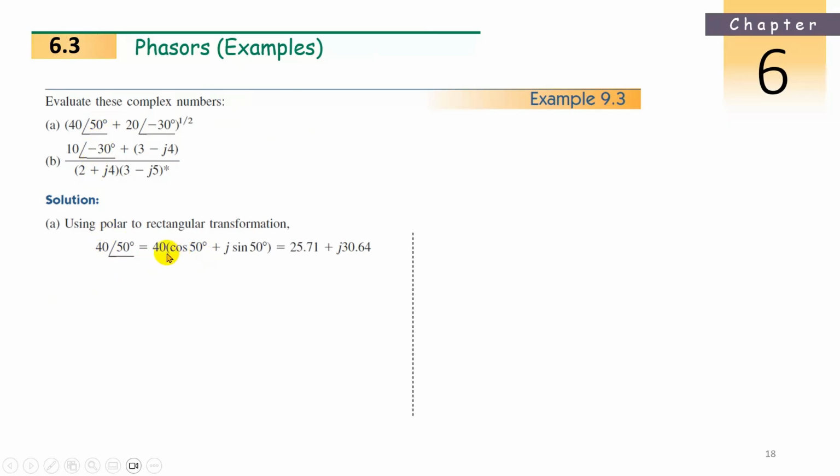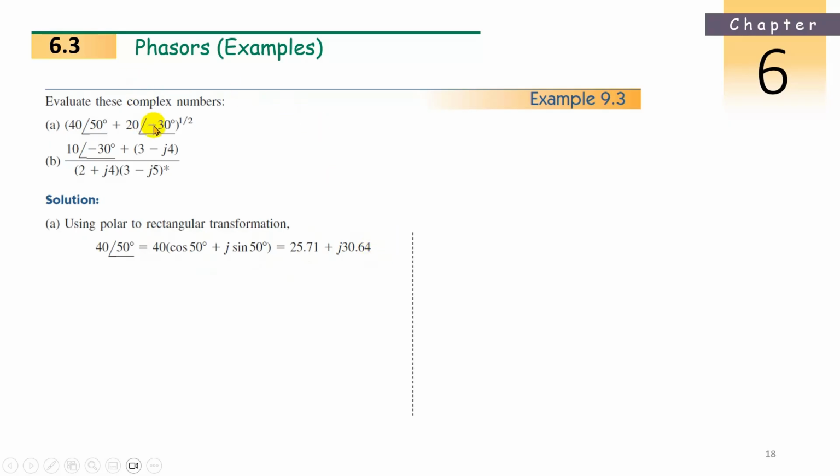Now see 40 at an angle 50 degrees. If we convert it to the rectangular form, what will it be? It is r cos phi plus j sin phi. That is 40 cos 50 degrees plus j sin 50 degrees. So cos 50 degrees multiplied by 40, you will get 25.71. You can check. Sin 50 degrees multiplied by 40, you will get 30.64. That is the first term.